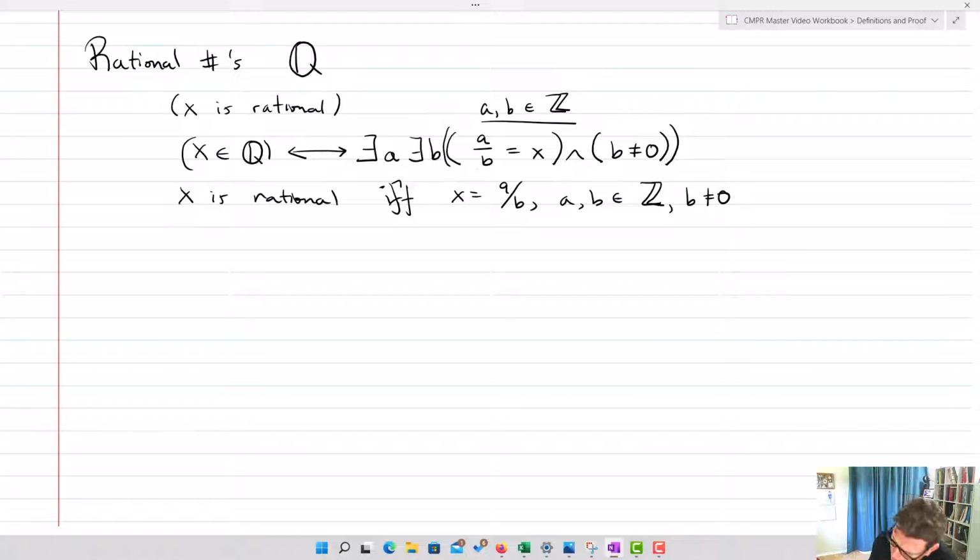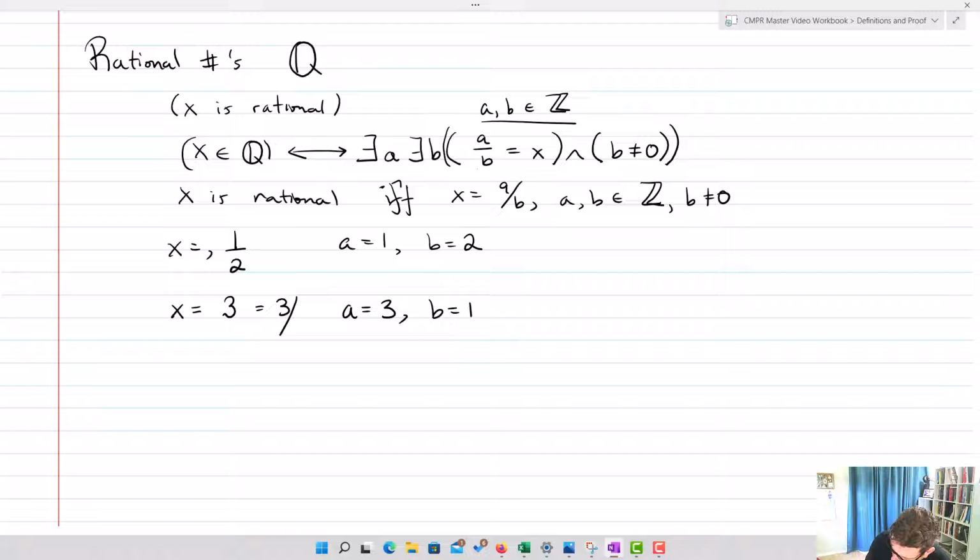Let's take a look at some examples. We'll take 1/2. So if we let x equal 1/2, then a will equal 1, b equals 2. They're both integers, and b is not equal to 0. So hence, x is rational. Let's take x equal to 3. It may look like, okay, 3 doesn't look like a ratio of numbers, but actually it is. a is going to equal 3, and we'll let b equal 1. So this is 3 over 1. 1 doesn't equal 0, and both 3 and 1 are integers, so hence x is a rational number.